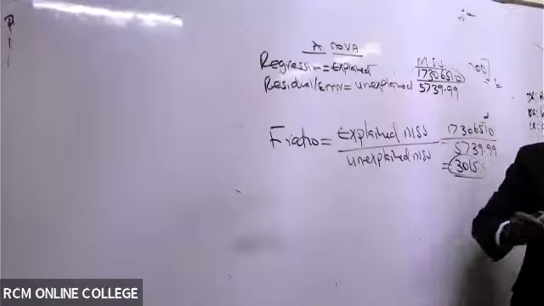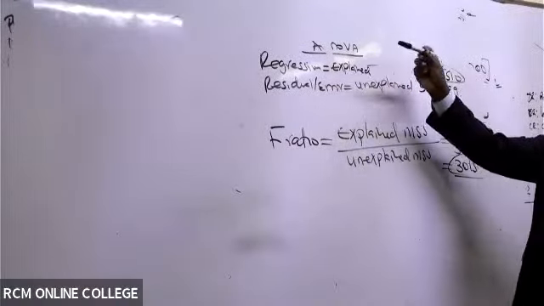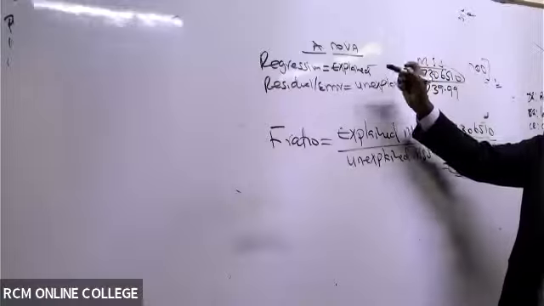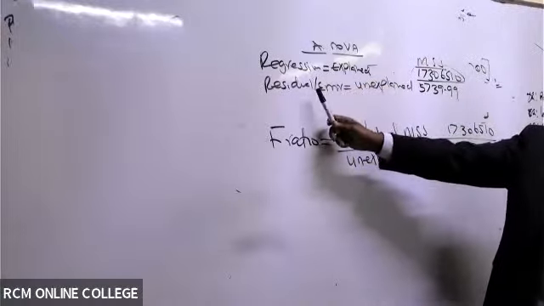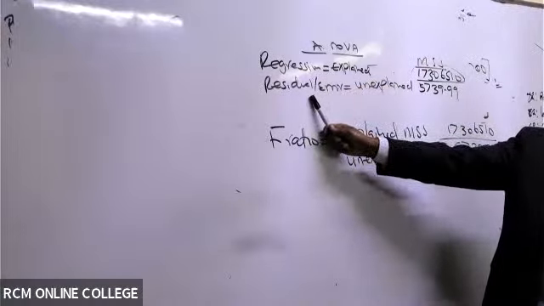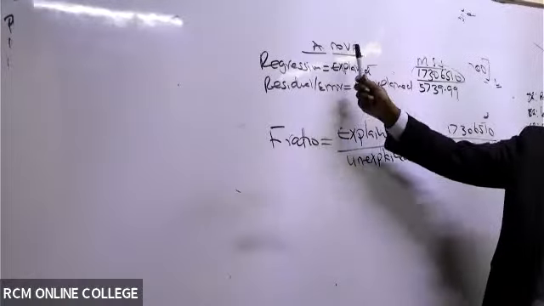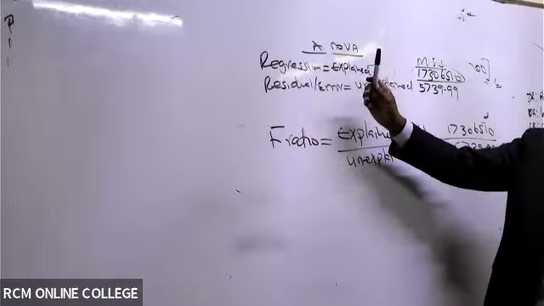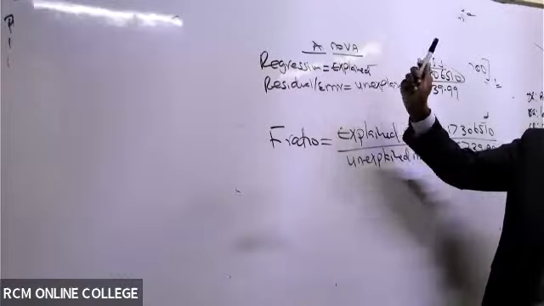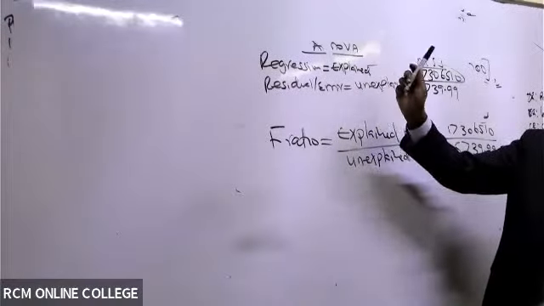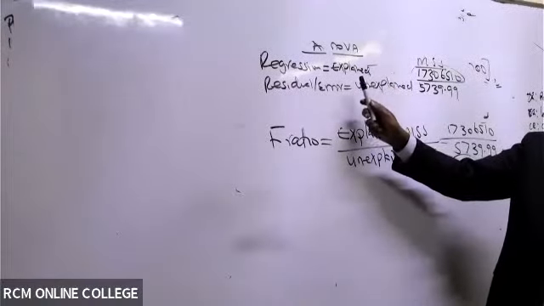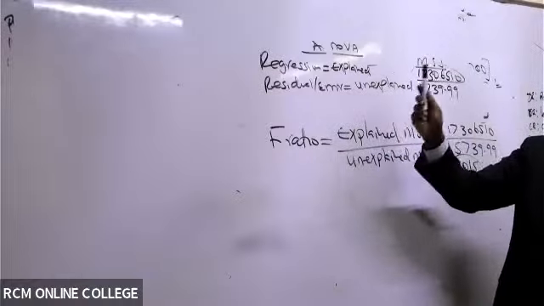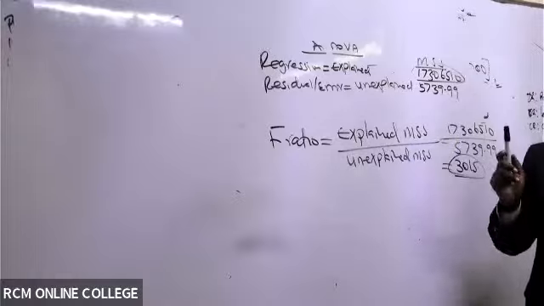All right. But have you been able to understand here that there are two types of variances? We have what we call regression and what here? Residual. And regression is what we call explained. And then residual is what we call unexplained.